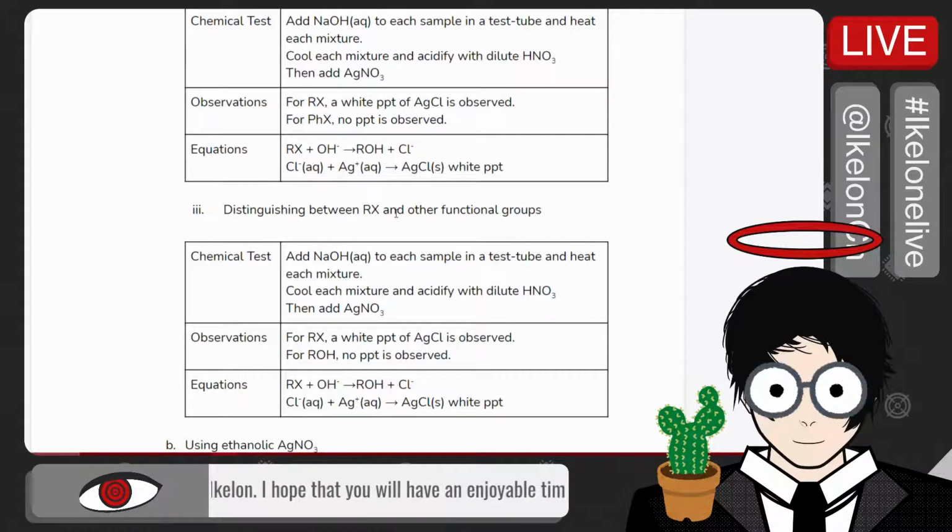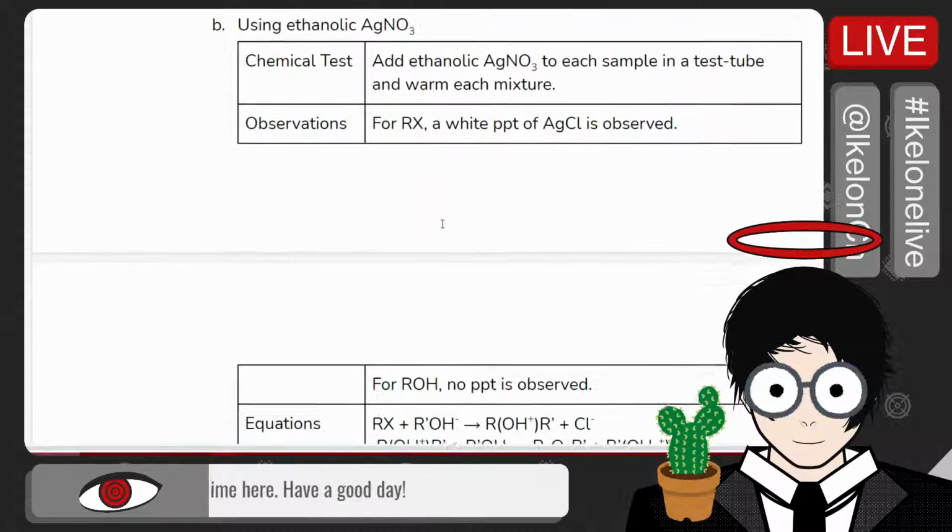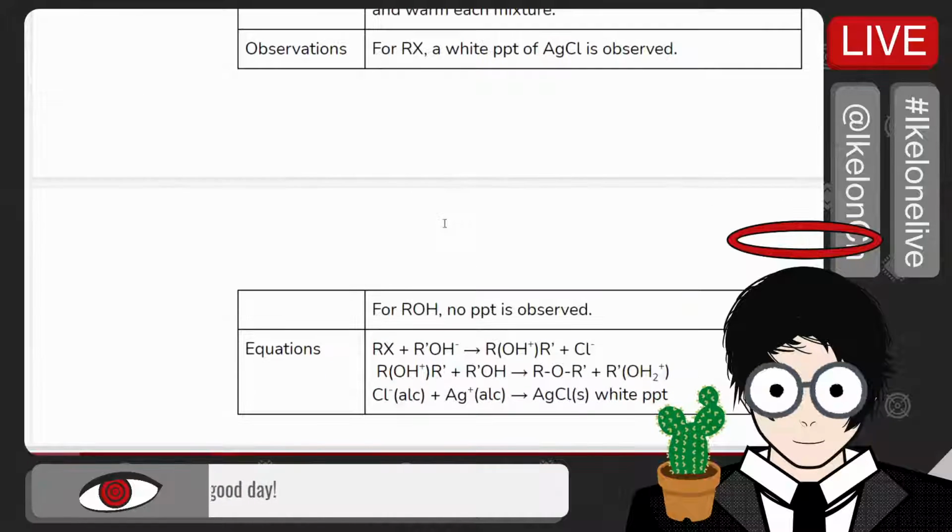Lastly, you can distinguish between RX and other functional groups. So if there's a precipitate, you know that it's an RX. If there's no precipitate, you know that there is no X functional group there. It's not a halogen derivative. And of course, our second test is using ethanolic silver nitrate.